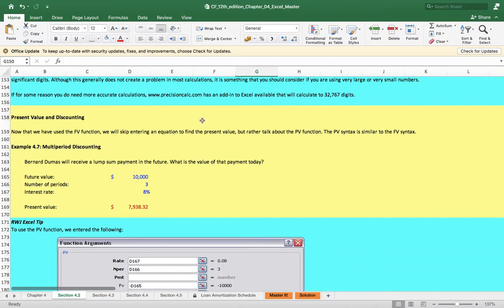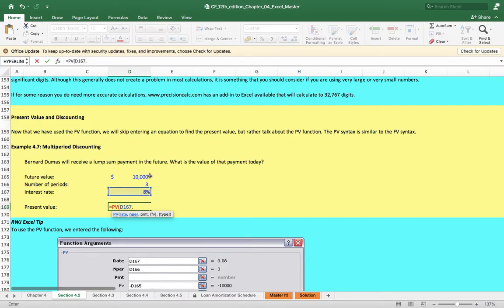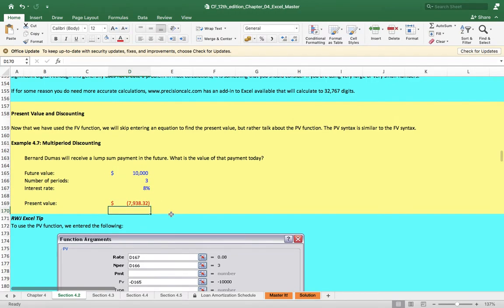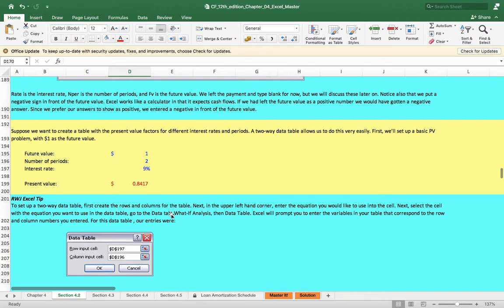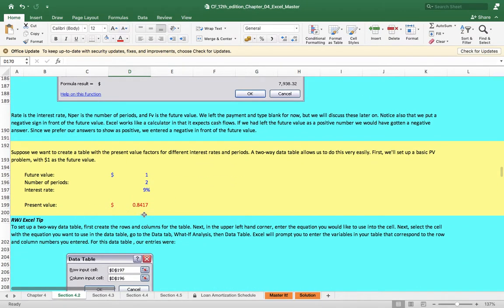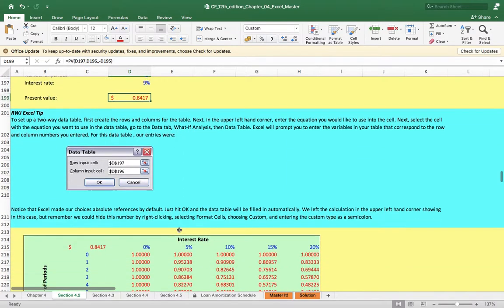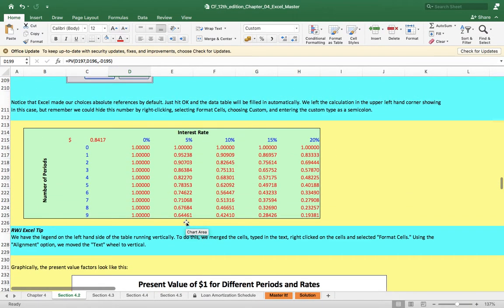Next is present value calculation. For example, future value is 10,000, period is 3, rate is 8%. Again, let us calculate present value. Present value is equal to present value. The rate is 8%. Number of periods 3. PMT, no payment in between. Future value 10,000. Enter. Present value is 7938. Similarly, here is another present value calculation given, and we have already discussed this.